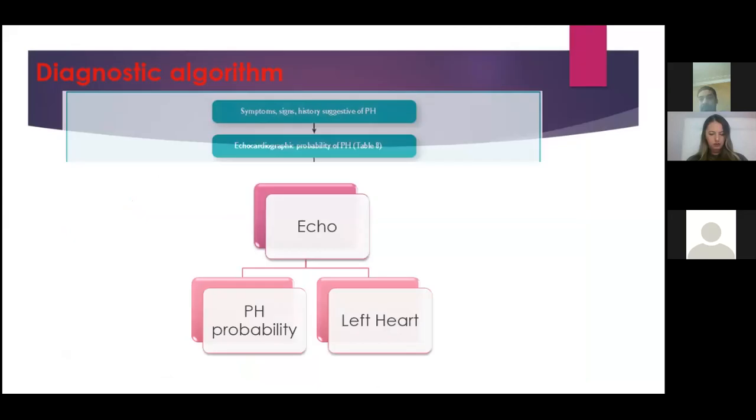So the most important step here is the echocardiography. The echocardiography is the gold standard for detecting the probability, and I said the probability, of pulmonary hypertension. And it can also comment on the left heart, if we have a left heart disease or not.